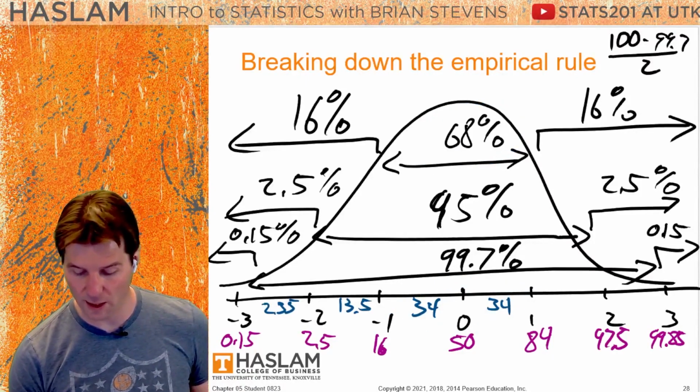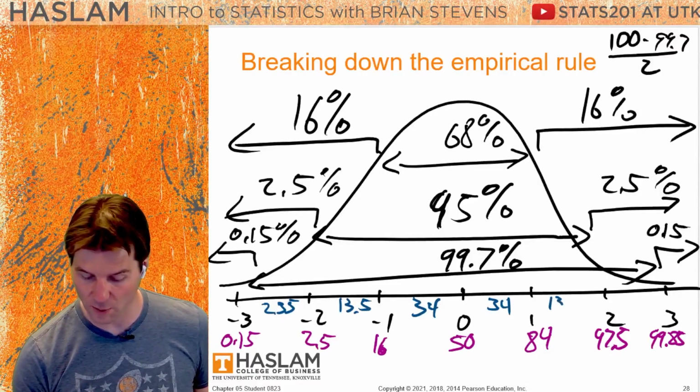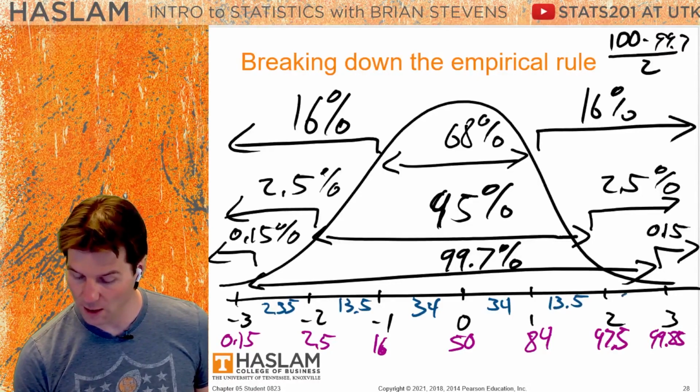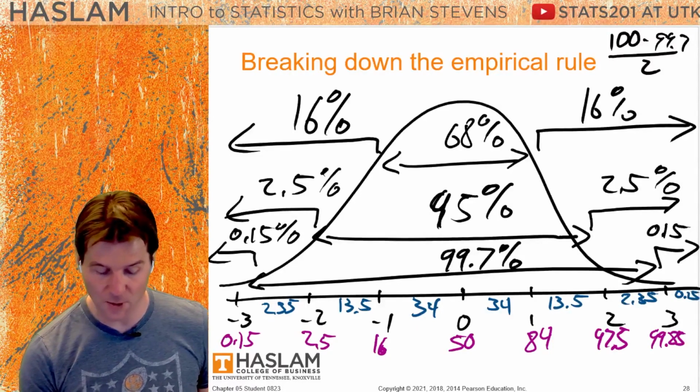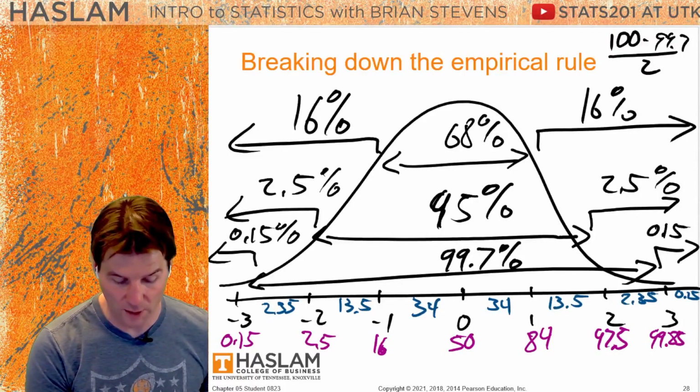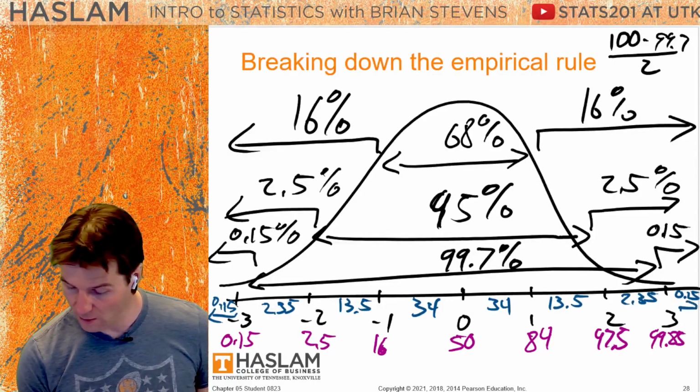And then between 84 and 97.5 is 13.5. Notice how it's symmetric, 2.35. And we could even say above this is 0.15. That's not between -3 or +3 and +4. It's completely below there. So we might even draw an arrow pointing right there.